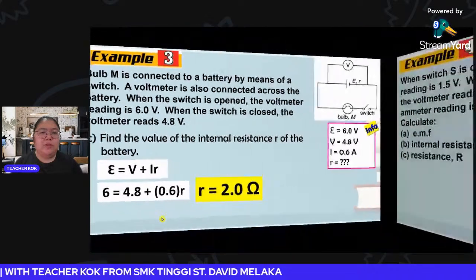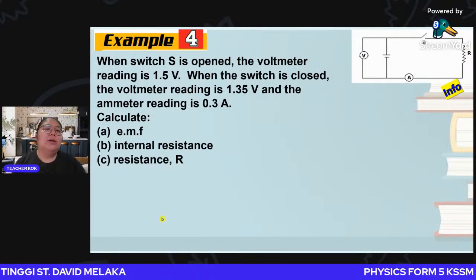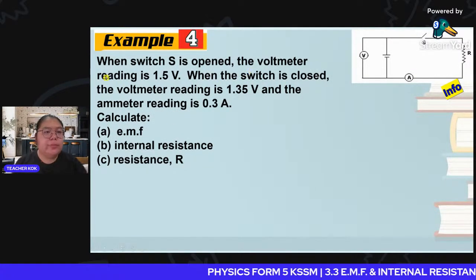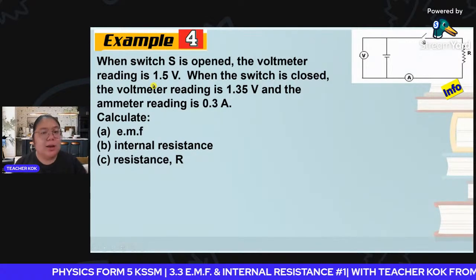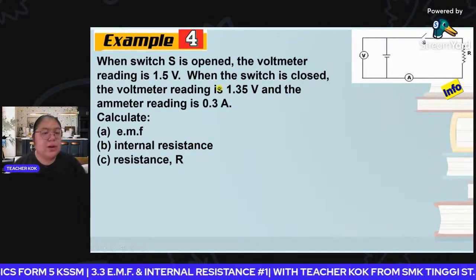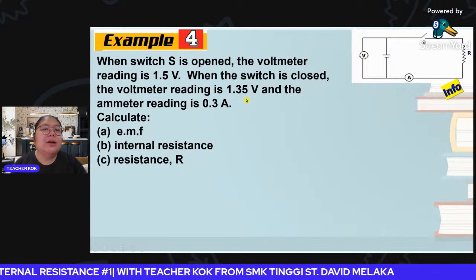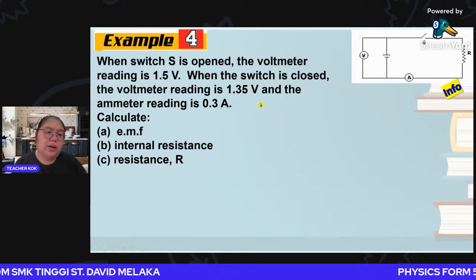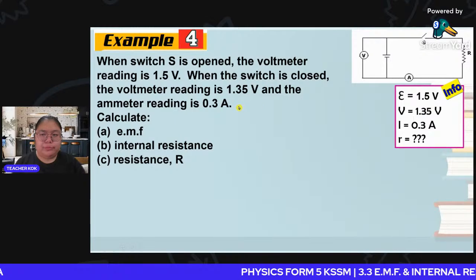Then we go to number 4. When the switch S is open, the voltmeter reading is 1.5. When the switch is closed, the reading is 1.35. Students, understand about this, and the ammeter reading is 0.3. So we just write the info.